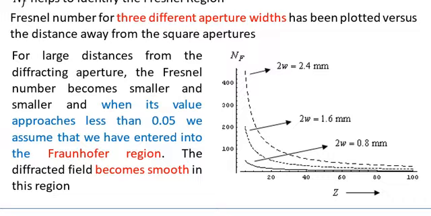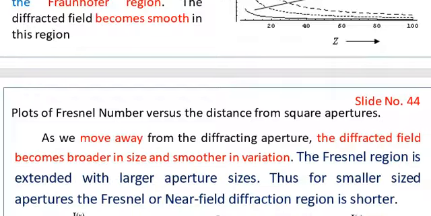When the number is greater than this, it means that we are in the Fresnel region or in the near field. The terms near field, Fresnel field and Fresnel region mean the same thing. Similarly, Fraunhofer region and far field region both mean that we are beyond the near field, or beyond the Fresnel region. So let's further talk about this.